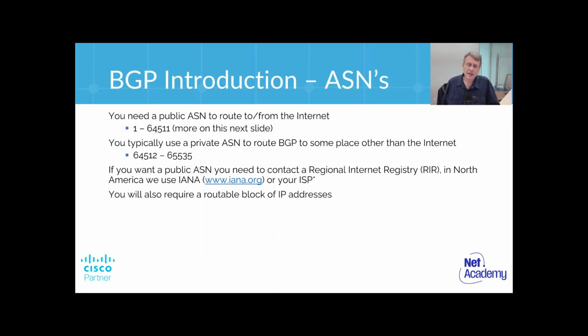So first of all, if you want to connect to the internet, you're going to need a public ASN. Public ASNs run from 1 to 64,511. And we'll get into those in the next session. And then private ASNs, think of it almost like private IP space, like the 10.0.0.0/8 address space, right? Private ASNs don't route on the internet typically, all right?